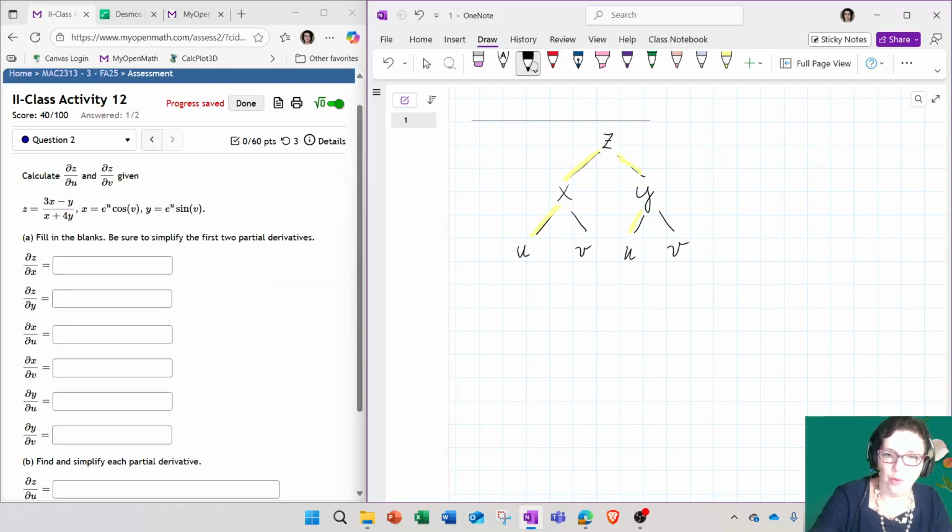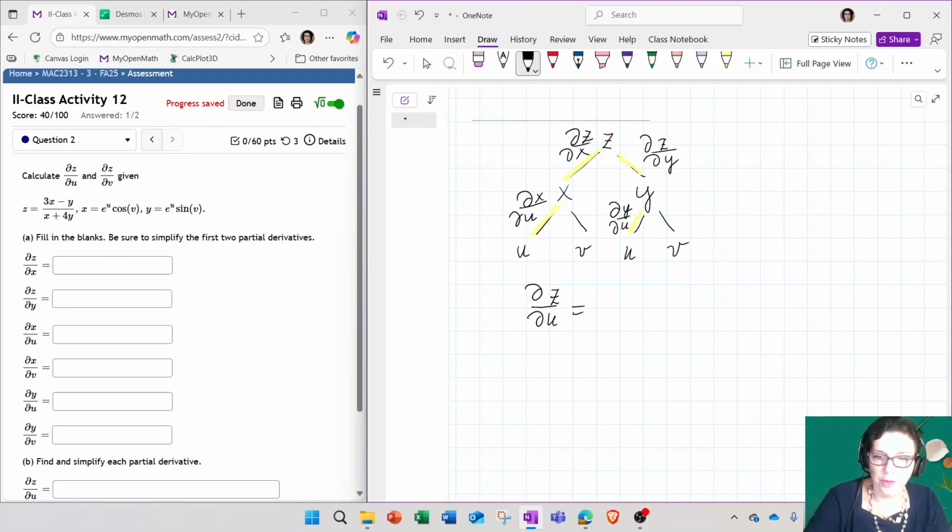Okay, so we can say that the partial derivative of z with respect to u would be, so this one would be partial of z with respect to x, and then this one would be partial of x with respect to u, and they're partials because there are multiple variables there. So this is also partial, and this is also partial. Okay, now with respect to v, we also have to add over here partial of x with respect to v, and then here partial of y with respect to v.